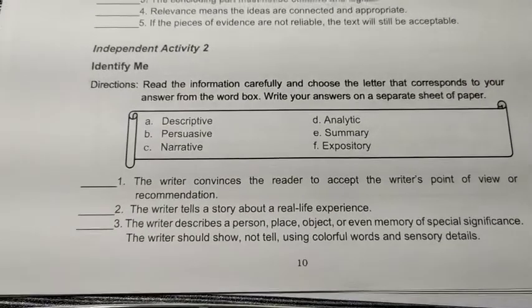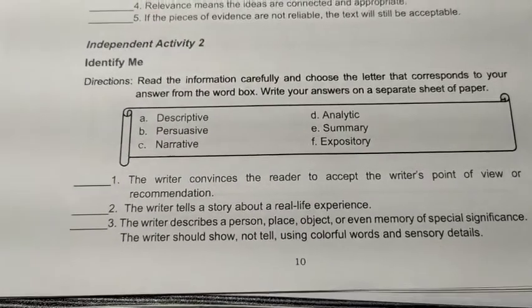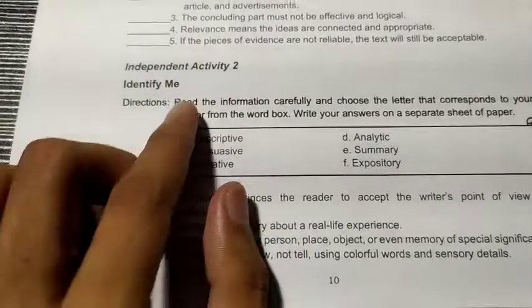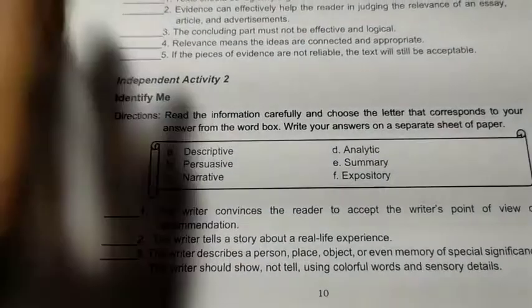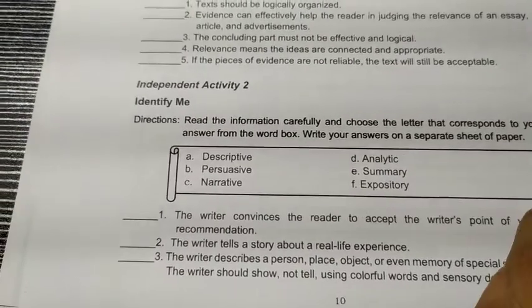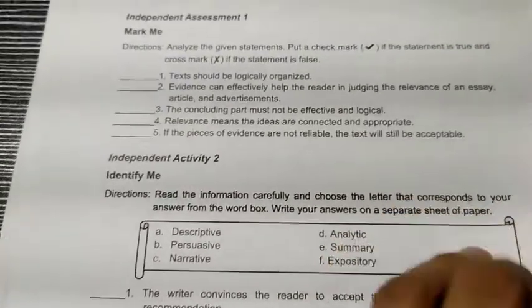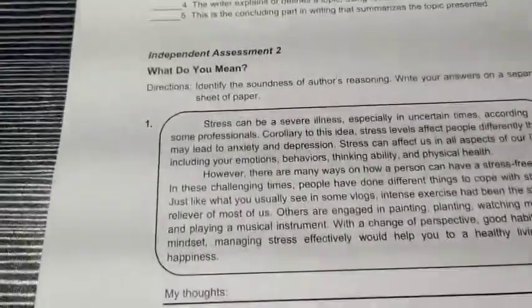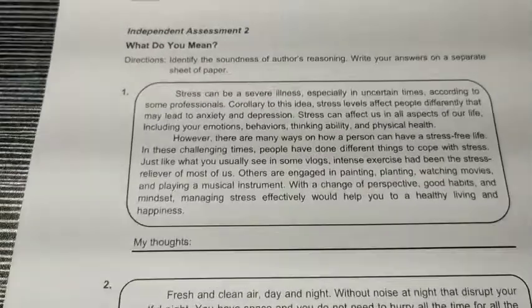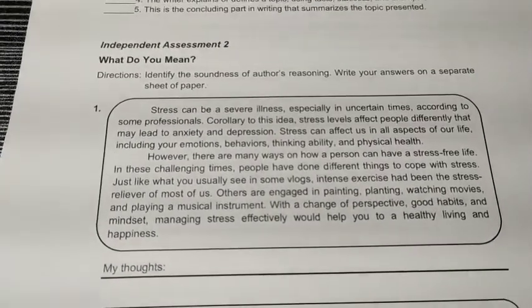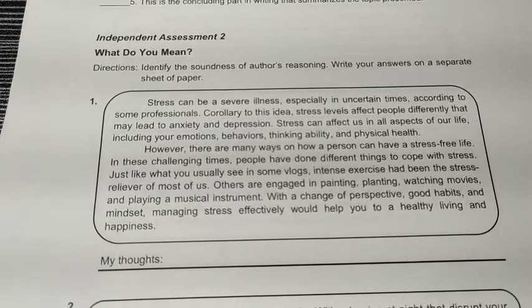So independent activity 2, we have our word pool here: A, B, C, D, E, F. You will identify what is being described in each number. Is it descriptive, persuasive, and so on. So independent assessment 2, identify the soundness of the author's reasoning. Write your answers on a separate sheet of paper.